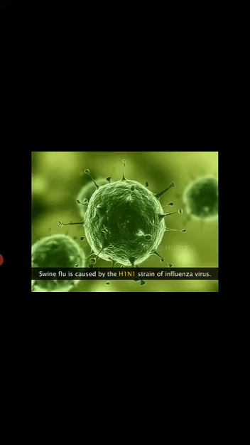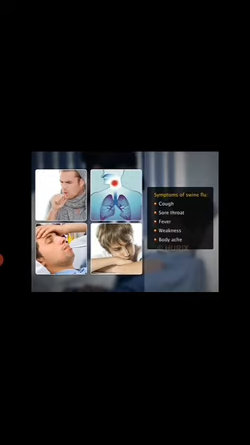Swine flu was declared a pandemic in 2009. It is caused by the H1N1 strain of influenza virus. It is highly contagious and is an airborne infection. Symptoms of swine flu are similar to regular flu and include cough, sore throat, fever, weakness, body aches, etc.